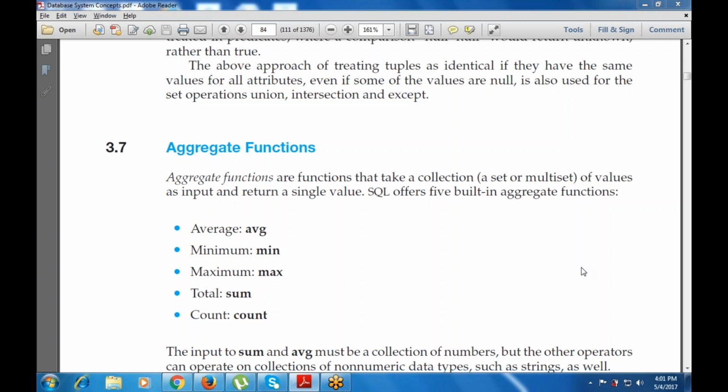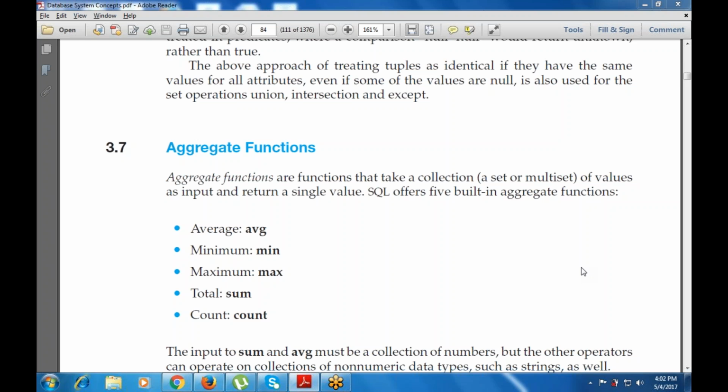There are 5 functions over here. One is AVG, one is min, minimum, max, maximum, sum for the total, and count for the count function, or counting the number of cells, counting the number of fields, whatever count that we require.